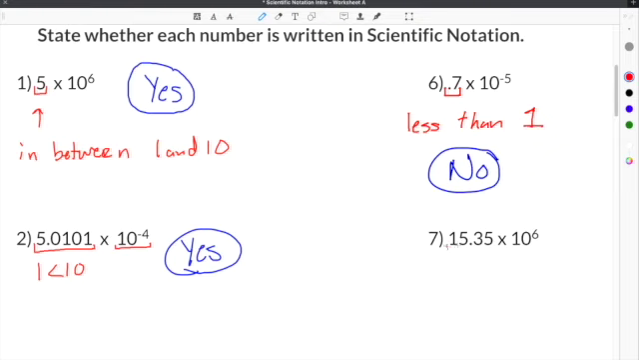Then the last one is number 7, which is 15.35 times 10 to the 6th. Our base here is greater than 10. That means that this base is not in between 1 and 10, therefore this number is not correctly written in scientific notation.